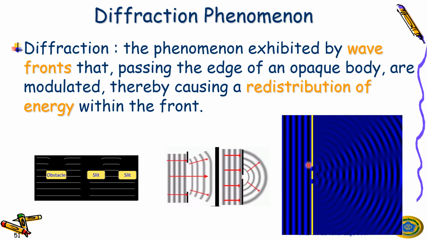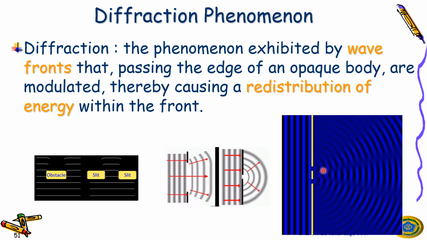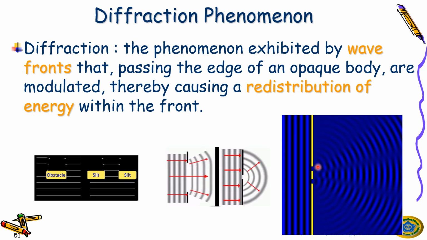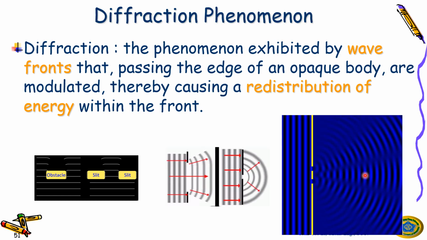So when you have a slit here, and the wave front goes through from the left-hand side to the right-hand side, you can see in this video that you have interference, and then you have diffraction. So this is very important information about matter which has wave behavior.